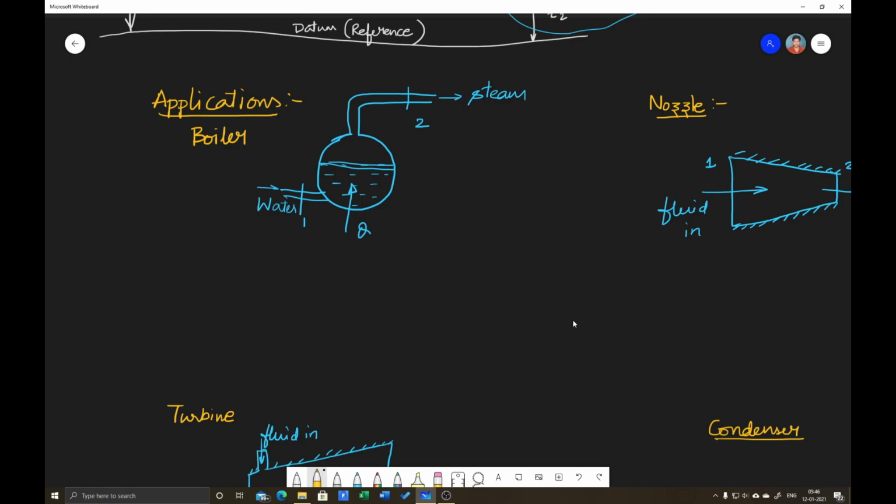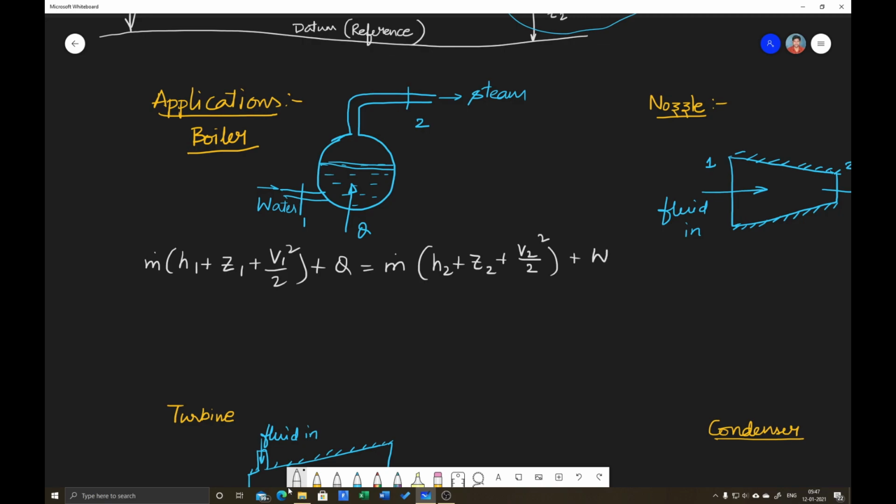Okay. So first we will talk about the boiler. So first we will write the equation h1 plus Q equal to m dot into h2, and we should write m dot because here it is a steady flow system. That means fluid is always flowing through the system. That is why we should write m dot.